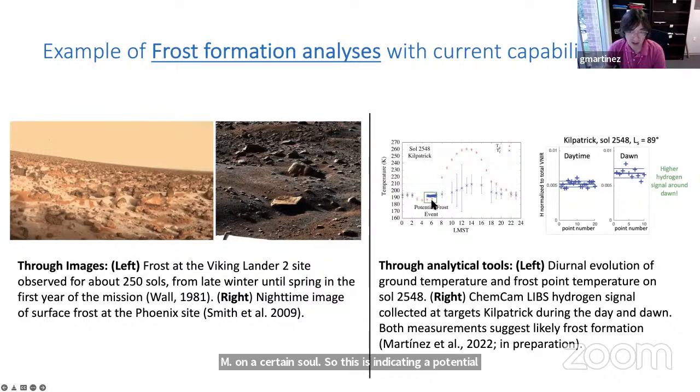And interestingly, contemporaneous measurements taken from the ChemCam LIBS, measuring the hydrogen content, showed an increase in hydrogen content right at that time when we predicted frost formation. So this is likely suggesting frost formation on Mars. It's not for sure, but it's likely. And again, this has not been imaged.